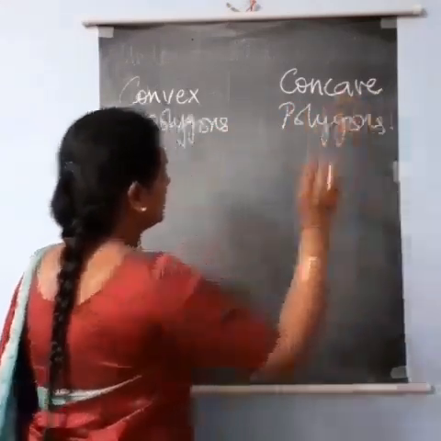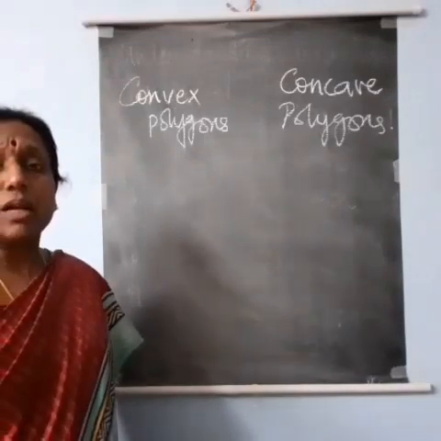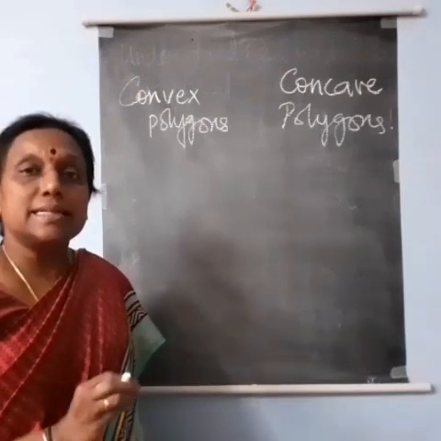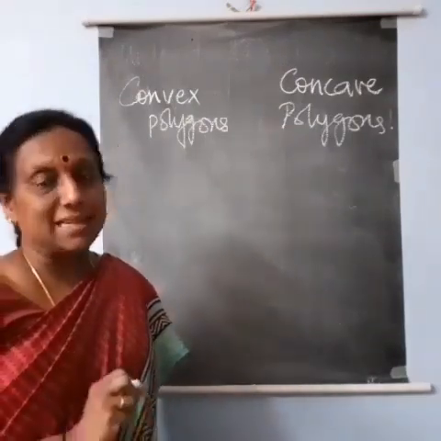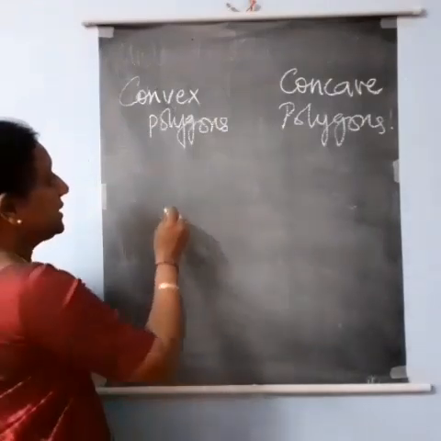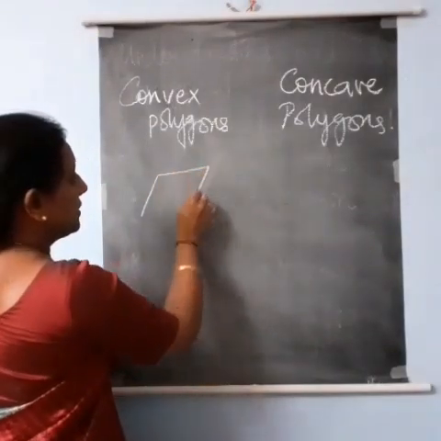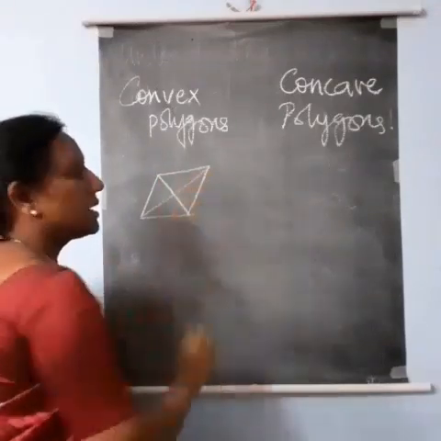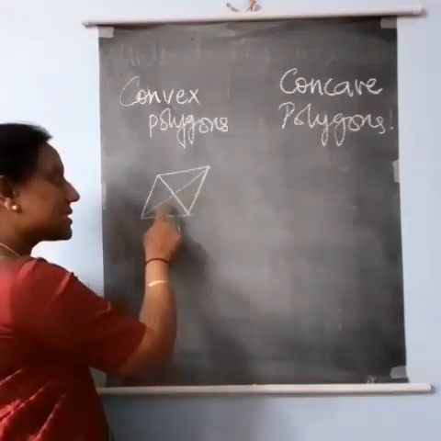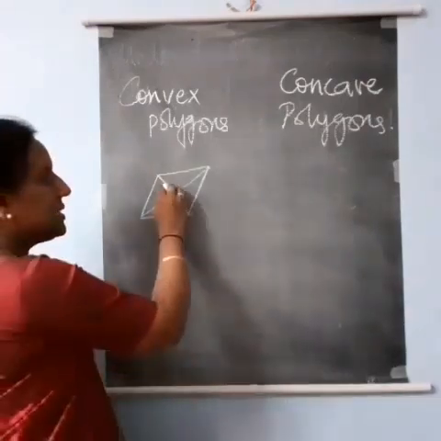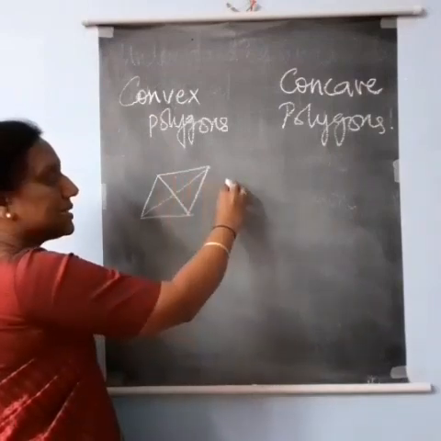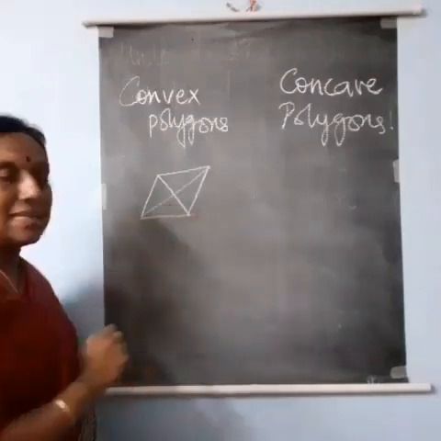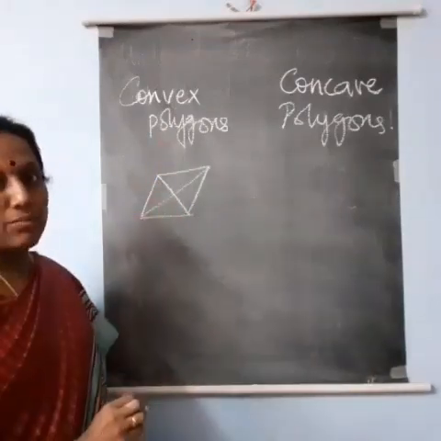Now, what is a convex polygon? Convex polygons means all the diagonals are interior. Interior means inside the figure. Now, supposing I take a four-sided figure like this, I have two diagonals. Both the diagonals are inside the figure, inside, interior. This is the interior portion and this is the exterior portion, right? Exterior means outside the figure. So the diagonals are inside, so it becomes a convex polygon.